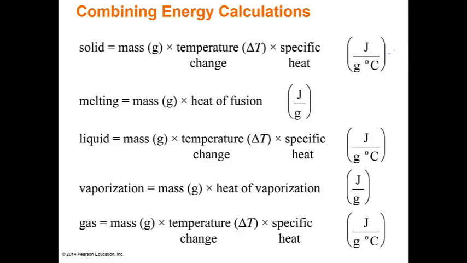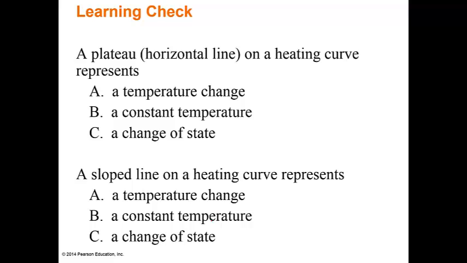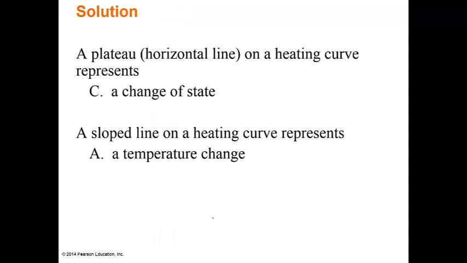Okay? Joules per gram Celsius. Joules per gram for liquid. So these are states of matter, okay? And these are changes in the matter, so melting and vaporization, all right? So the plateau, a horizontal line on a heating curve, represents what? A change of state. A slope line, a change in temperature. Very good, all right.